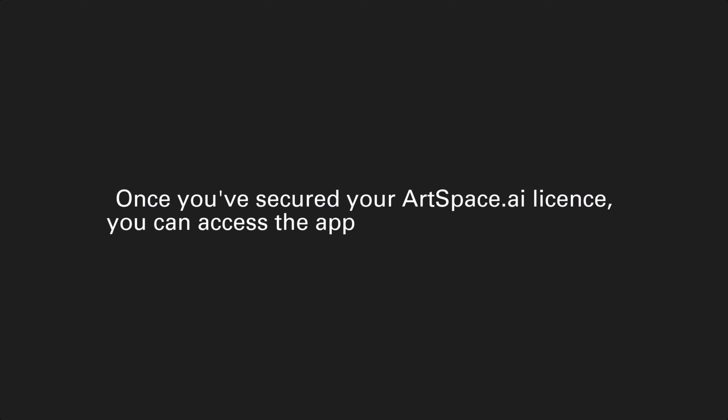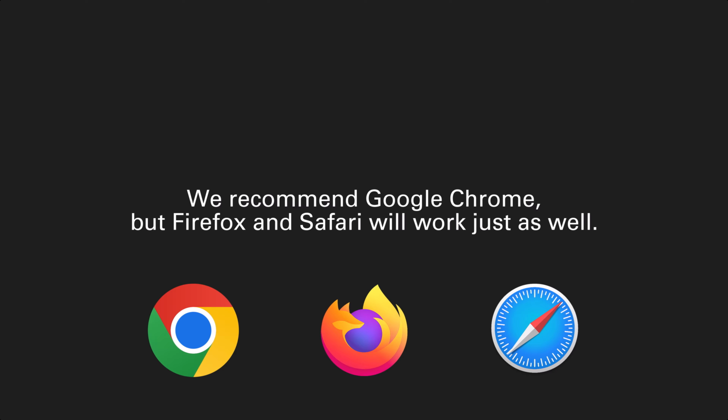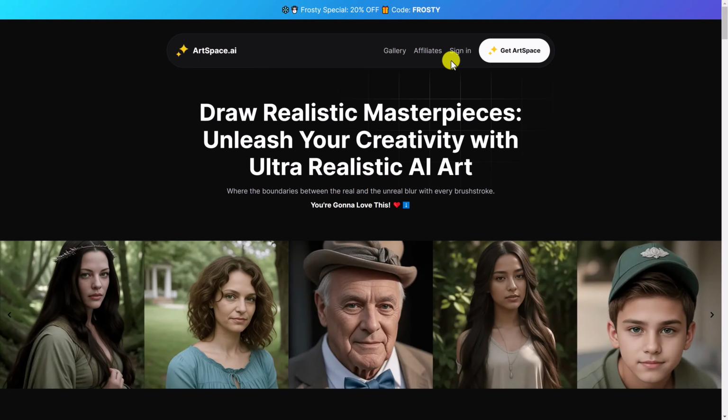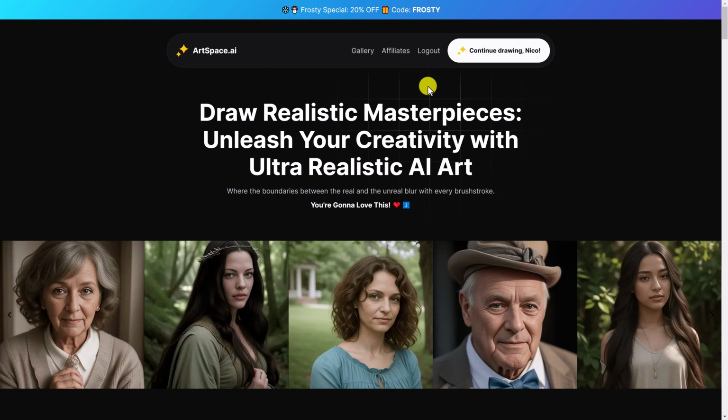Once you've secured your ArtSpace.ai license, you can access the app from your web browser. Most modern web browsers are fine. We recommend Google Chrome, but Firefox and Safari will work just as well. Navigate to ArtSpace.ai and sign in using the same credentials you provided during the checkout process. If you ever forget your password, you can use the Forgot Password feature to reset it. Upon successful login, you will be directed to our homepage. From here, simply click on Continue Drawing to proceed.